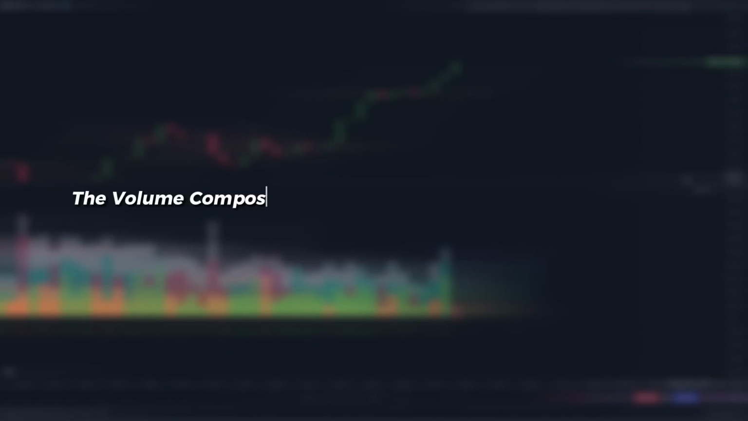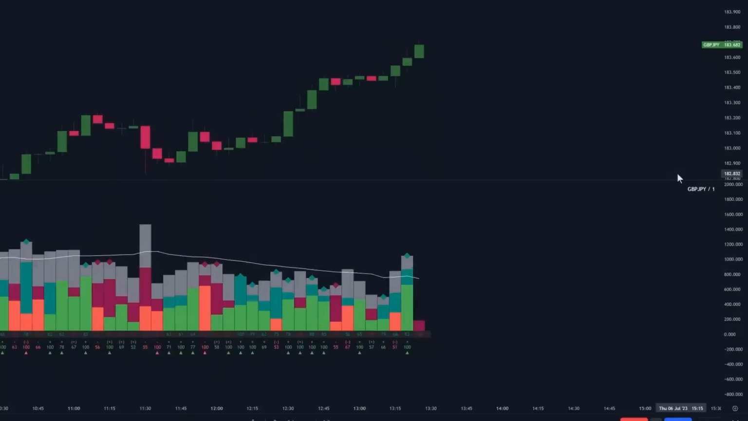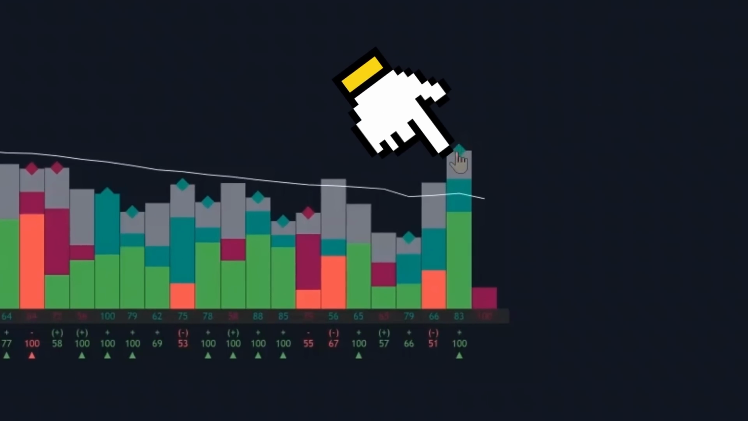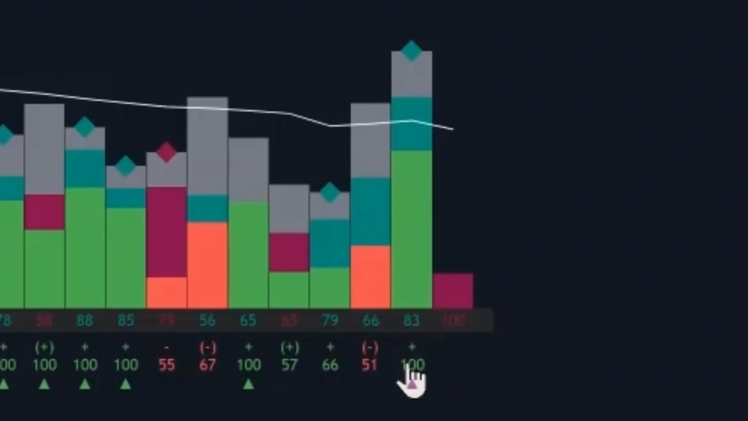The volume composition indicator provides a visual breakdown of the volume composition. So right here, it shows the symbol and time frame used for the calculations. Then here, it shows whether the dominating volume threshold has been exceeded. And then here, it shows the dominating volume threshold as a percentage of the total volume and the dominating active volume as a percentage of the total volume.